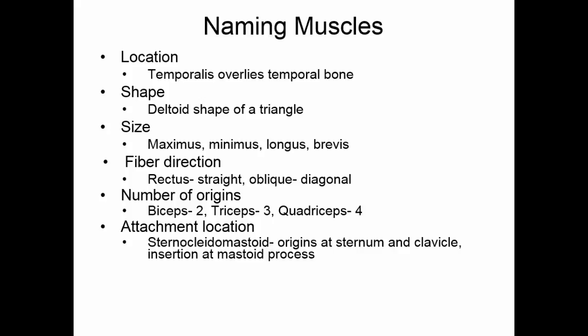The sternocleidomastoid originates at the sternum and the clavicle, cleido is for clavicle, and inserts at the mastoid process on the temporal bone. And then finally, we can incorporate the action of the muscle into its name. So you may have flexors, extensors, adductors, abductors, and so forth.